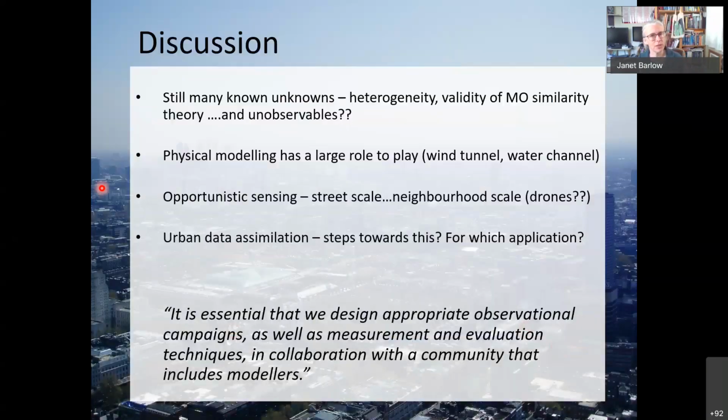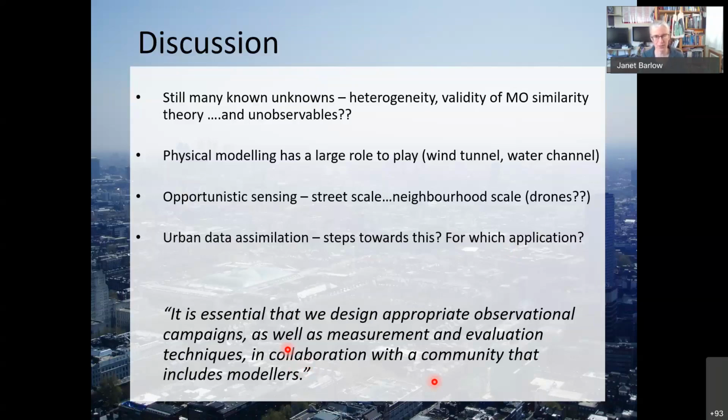So I just want to leave this slide, which we can probably come back to. There are still many known unknowns, things we know we need to measure, but we can't yet. Physical modeling, I just put a bit in for that, is still really important. Opportunistic sensing is coming up. It's mostly at street scale and level at the moment, but perhaps it's going to go upwards as we have more drones. And finally, urban data assimilation. Where are we with respect to this, and what do we need to get there? So as you'll hear today, it's essential that observation.